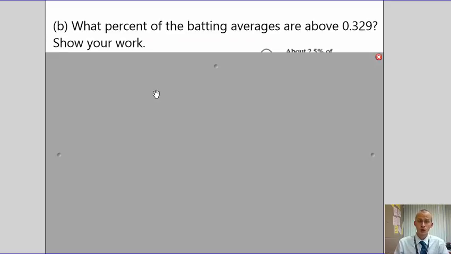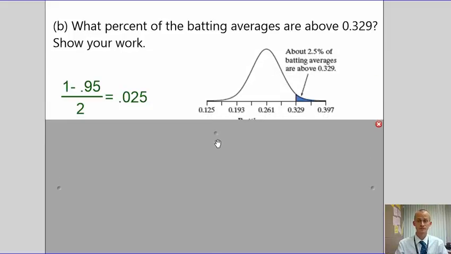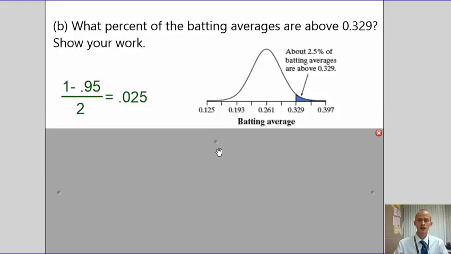For question B, it says, what percent of the batting averages are above 0.329? Show your work. So the first thing you should do is start by sketching a curve. Here is a curve that I've graphed. Because this is a nice standard deviation away from our mean, we can do some simple arithmetic and calculate the probability inside that tail.